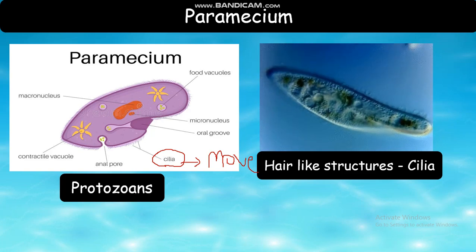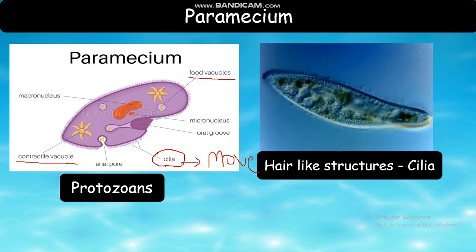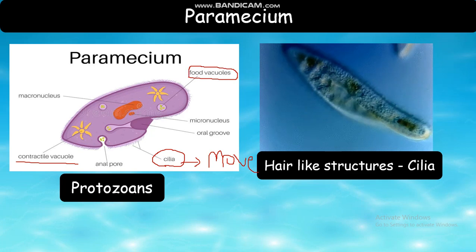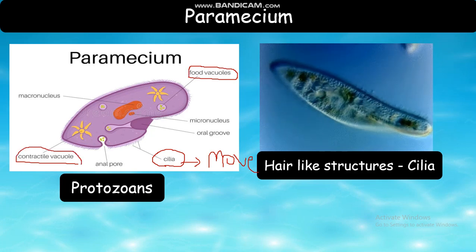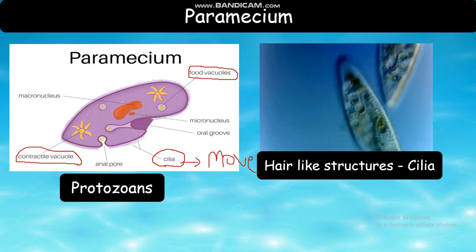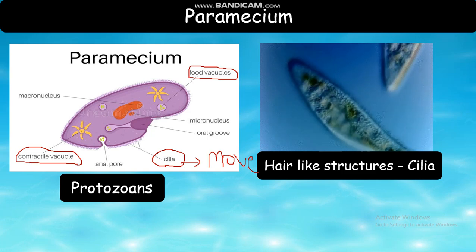The paramecium also has a contractile vacuole and a food vacuole. So the food vacuole helps in digestion of food, while the contractile vacuole helps in removal of excessive wastes from the body. The structure of a paramecium resembles the sole of a foot.